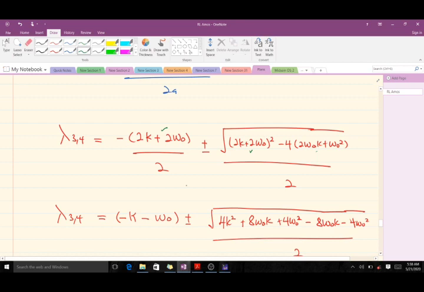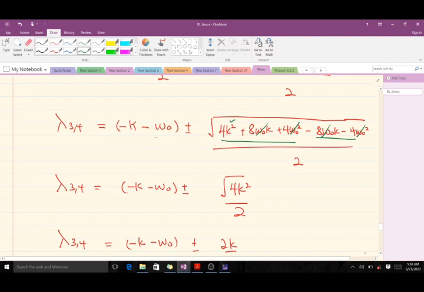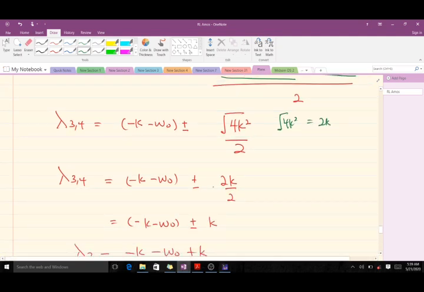Doing this computation here is going to give you negative k minus w naught, as we can see here, and this will give you plus or minus. When you expand this, you're going to get everything that we have here. You realize that this and this go to zero, and this also goes to zero, so we are just left with this. That gives us lambda 3, 4 equal to whatever we have here, plus or minus root of 4k squared over 2. Root of 4k squared gives you 2k, so that's what you have here, and 2k over 2 gives you k.